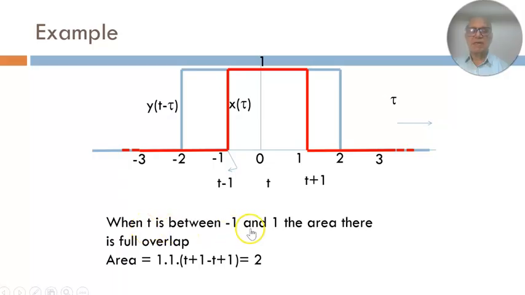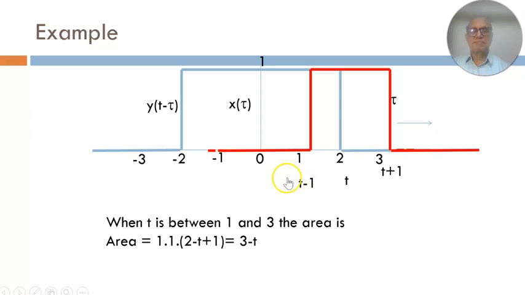When t is between minus 1 and plus 1, there is a full overlap. So 1 into 1, t plus 1 minus t, and this is minus 1, so it becomes plus 1. T cancels, you get 2, which means that as long as t lies between minus 1 and plus 1, the area remains constant at 2. Finally, let us see what happens when t lies between 1 and 3. Then we will find that the convolution is again a straight line but with a negative slope.